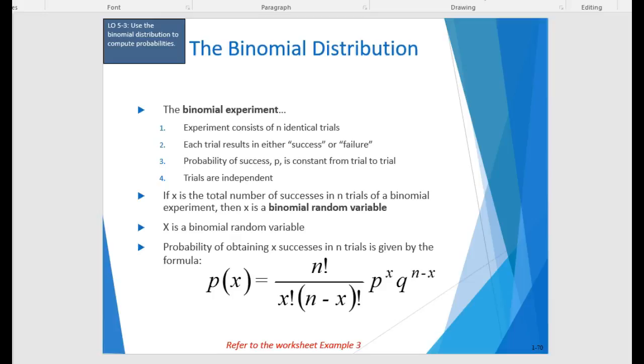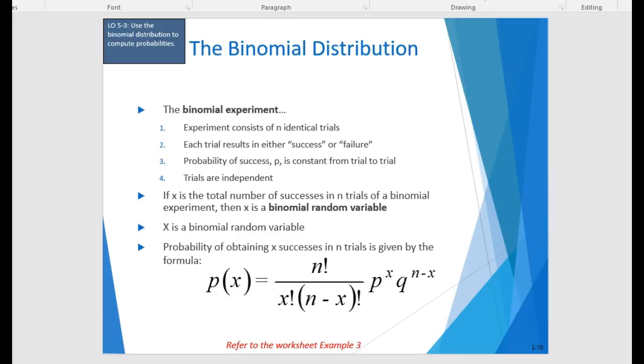Hey guys, welcome back to Chapter 5 and 6, Discrete and Continuous Distributions. In this video, we're going to cover the binomial distribution and the normal distribution. So if you want to follow along, be sure to have the slides out, or you could just follow the video. And I would also have your worksheet out because we're going to refer to that worksheet a bunch.